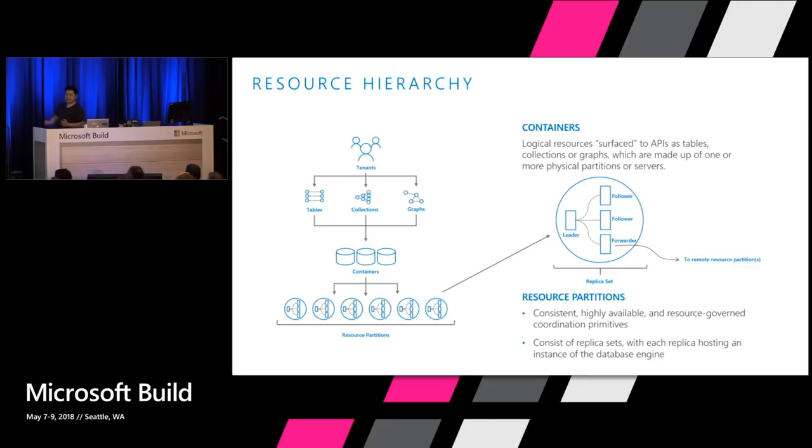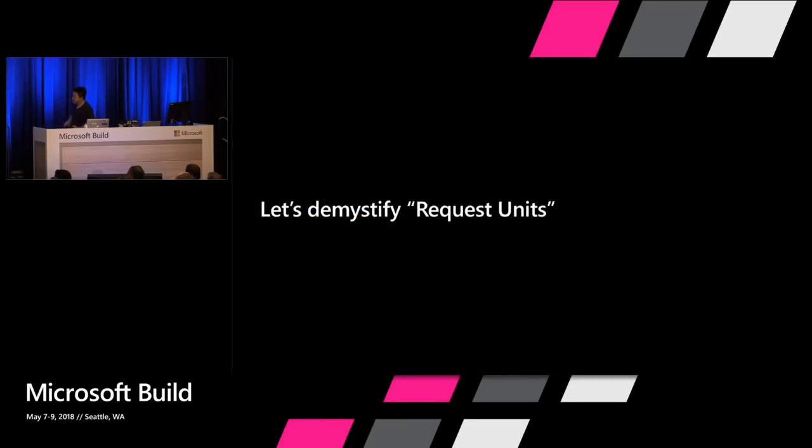The gist is this database is always online. You don't have to worry about hardware updates. You don't have to worry about software updates. We're always available, always online. So now that I have given you an idea of the topology of what the resource model looks like, let's take a look at one of the very important concepts, which is request units.